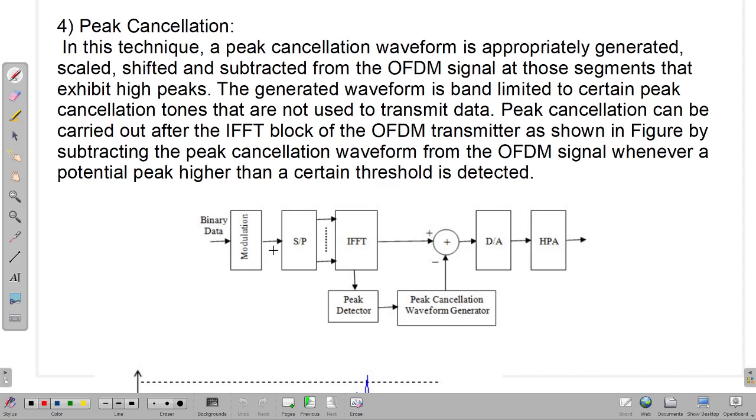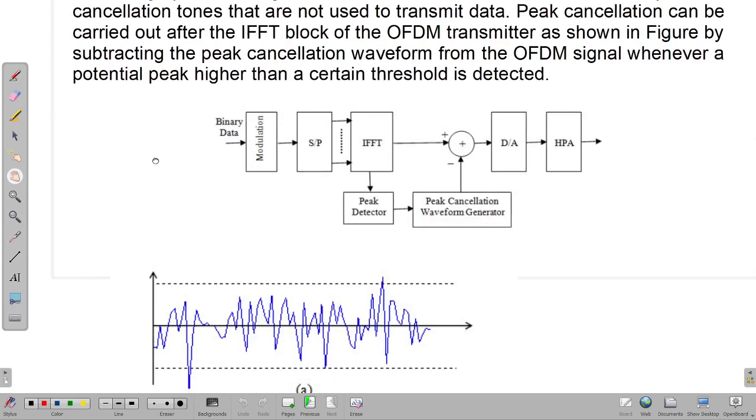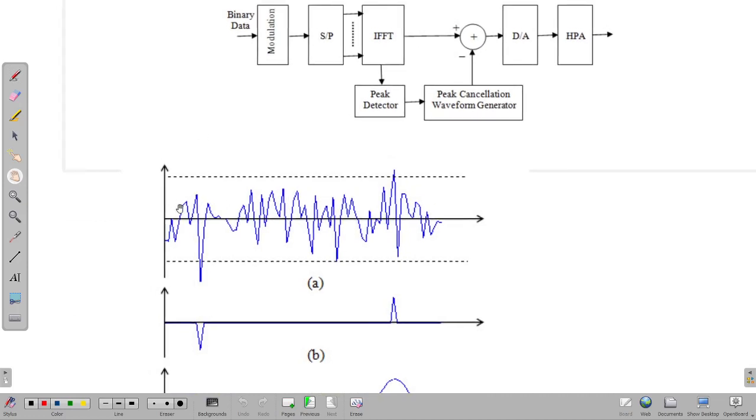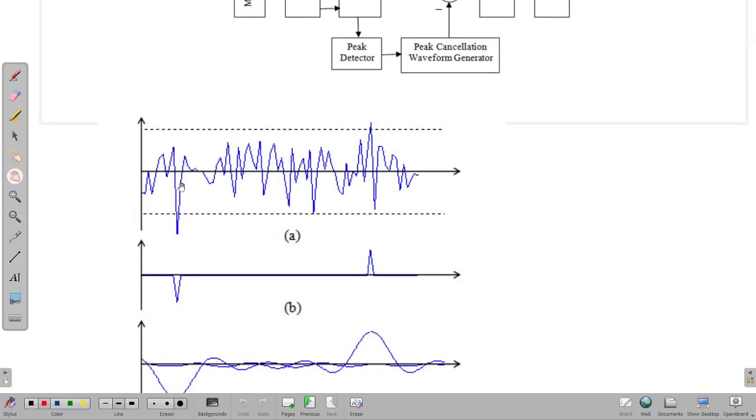And the last method which we learned in signal distortion methods is the peak cancellation method. The block diagram which shows peak cancellation is shown here. After the IFFT stage, there is a peak detector which detects the peaks in the signal. If you have a graph like this, this is the original signal, and the dotted lines you see here are the threshold values. There are 2 points where the signal value exceeds the threshold value, and those are detected as peaks. The function of this peak detector is to detect peaks.